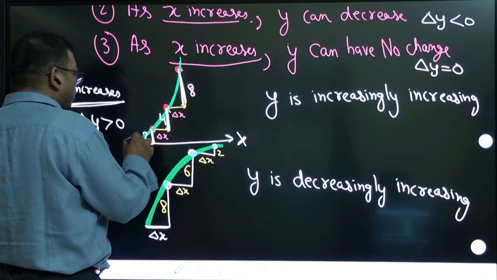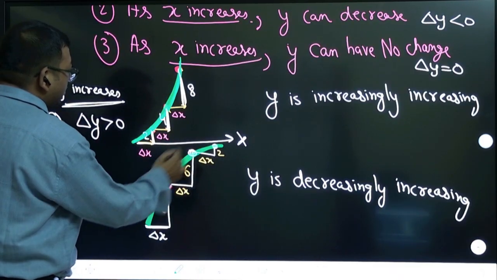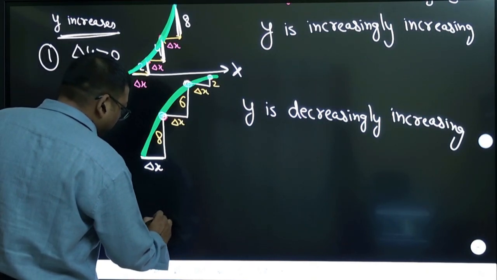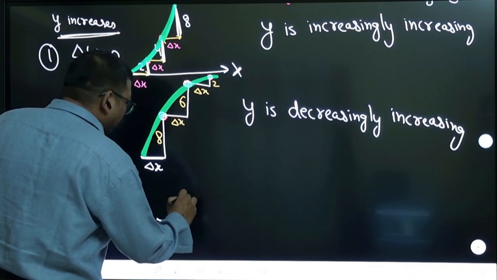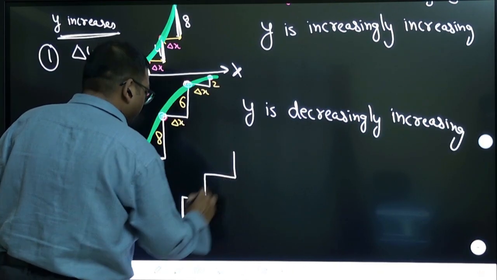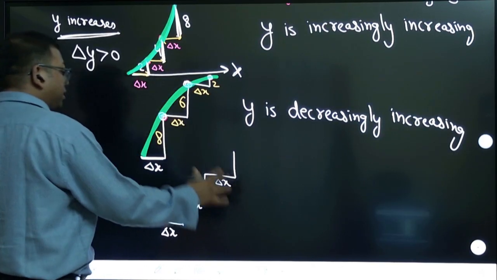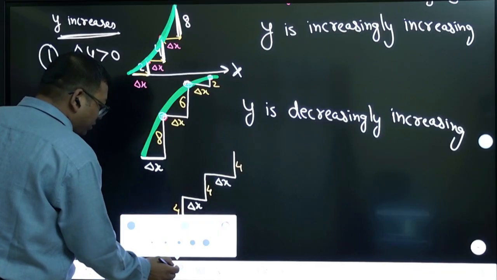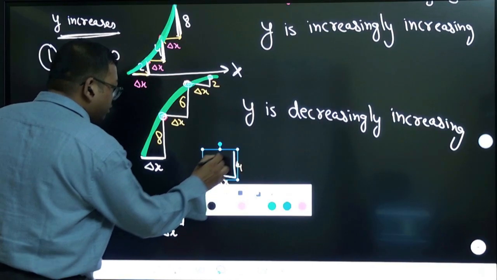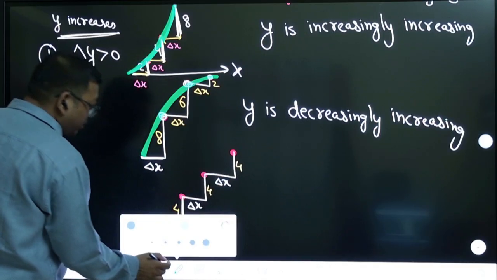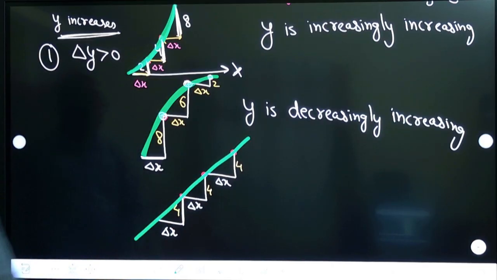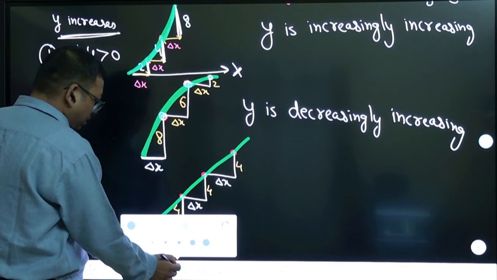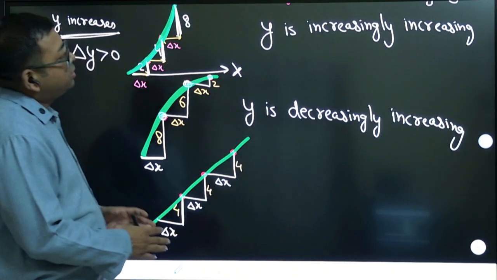One more thing will happen here also. We have seen increasingly increasing, decreasingly increasing, and then another thing, equal increase. So let us say delta x I have taken, this is delta y. Again I have taken delta x, delta y. Again delta x, delta y. Now we are taking delta x at equal intervals, and the increase is the same. Let us say for example, this is 4, 4, 4. When you join these points, it is going to be a straight line. This is also increasing, but equal increase is there.